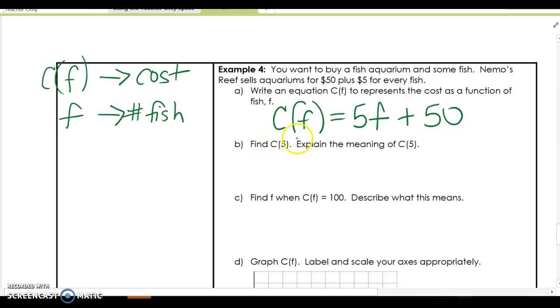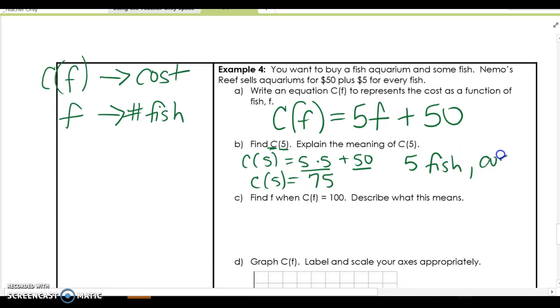Find C of 5. You can see that they have substituted 5 where the f is inside the parentheses. So I'm going to substitute 5 for f. This means what's the cost for 5 fish? So C of 5 would be 5 times 5 plus 50. 25 plus 50 is 75. So that means for 5 fish, the cost is $75.